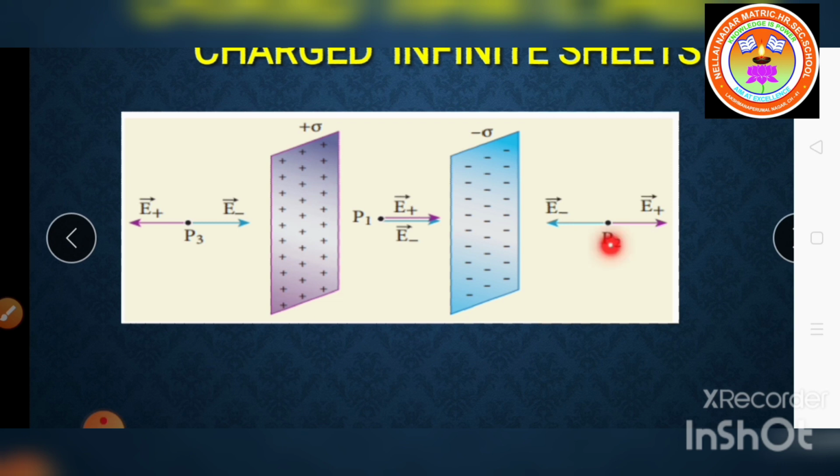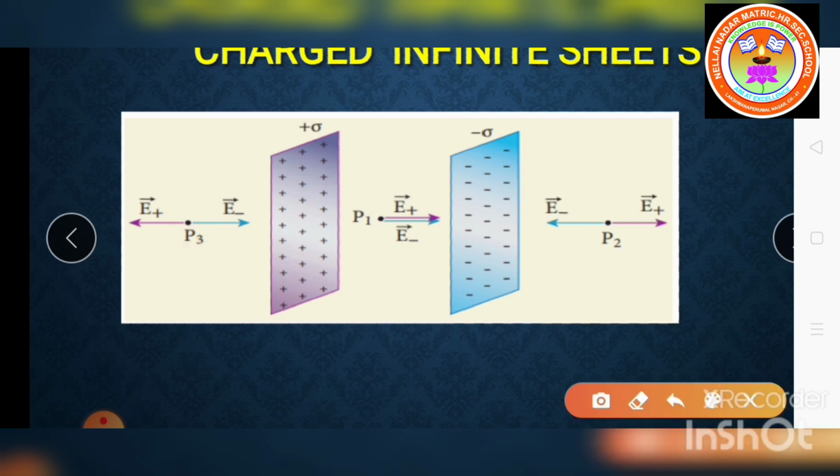So at the point P2, E negative vector and E positive vector are acting in opposite directions. Now come to the point P3. At the point P3, first, due to the positive charge, the electric field is acting in an outward direction. Now, due to the negative charge at the point P3, the electric field is acting inward to the negative plate.